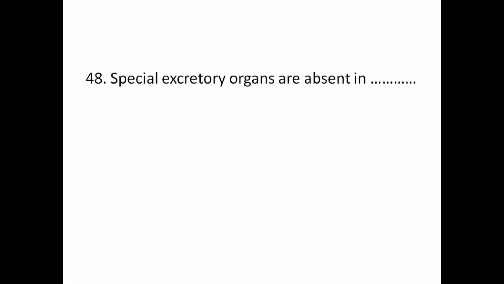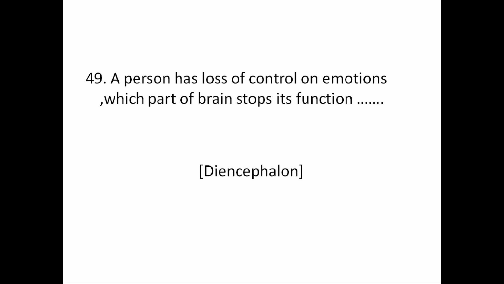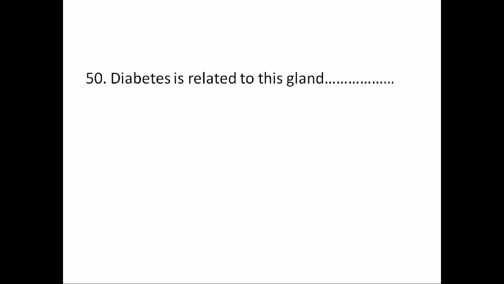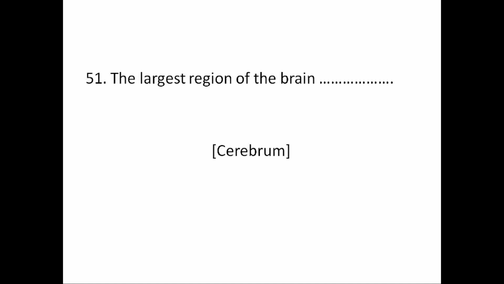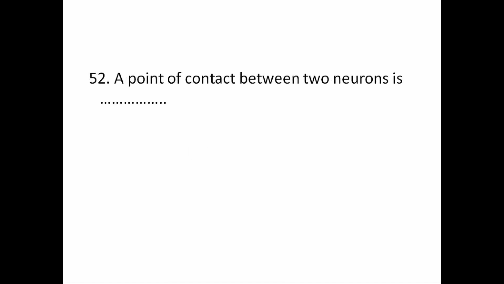Special excretory organs are absent in amoeba. A person has loss of control on emotions. Which part of the brain stops its function? Diencephalon. Diabetes is related to this gland: pancreas. The largest region of the brain: cerebrum. A point of contact between two neurons is synapse.